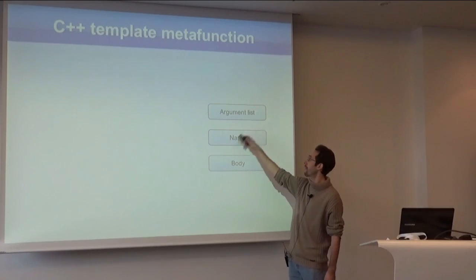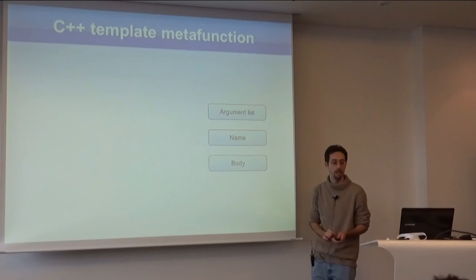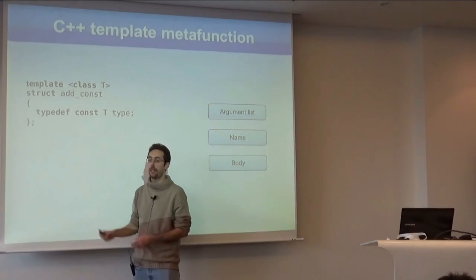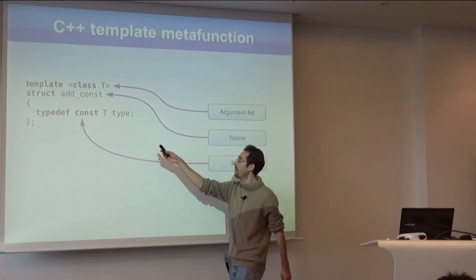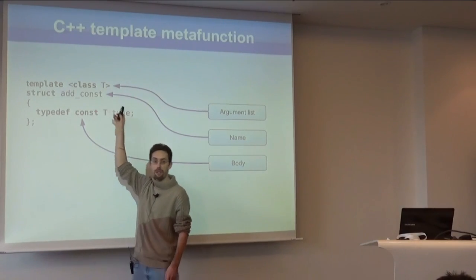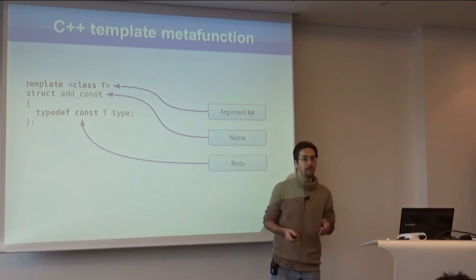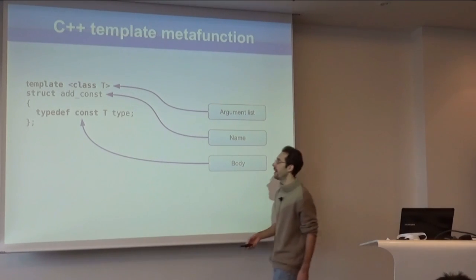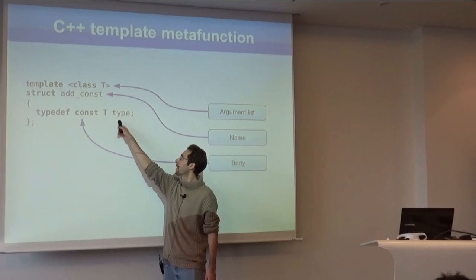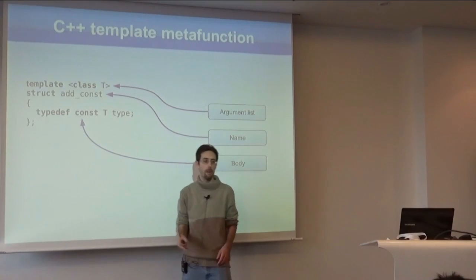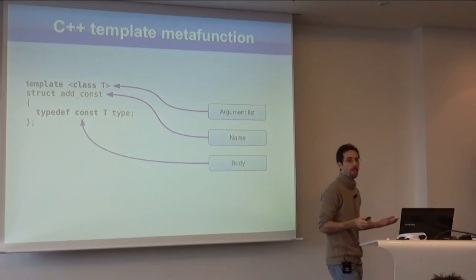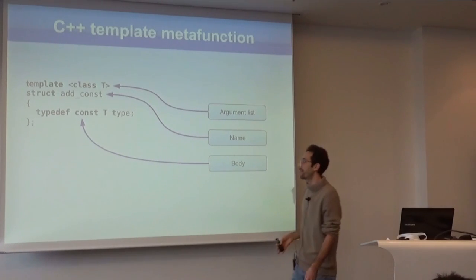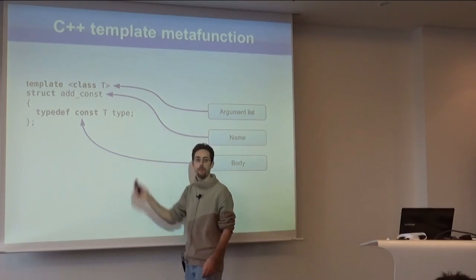And as every other function, it has an argument list, a name, and a body. These template metafunctions are implemented as template classes. And the mapping is that the name of the template class is the name of the metafunction. The template arguments of the template class are the template metafunction arguments. And every instance of this template class is expected to have a nested type called type. The definition of that type is the body of the metafunction, and that type is the result of the metafunction. So this is a function mapping types to types, basically.